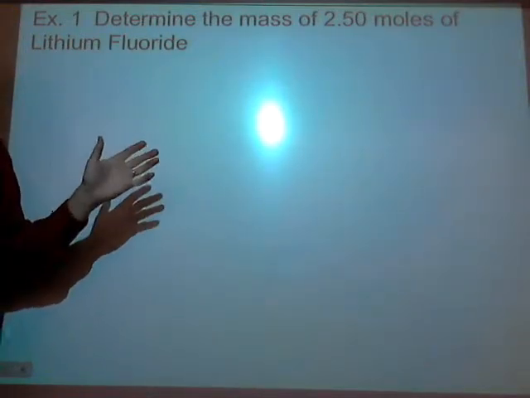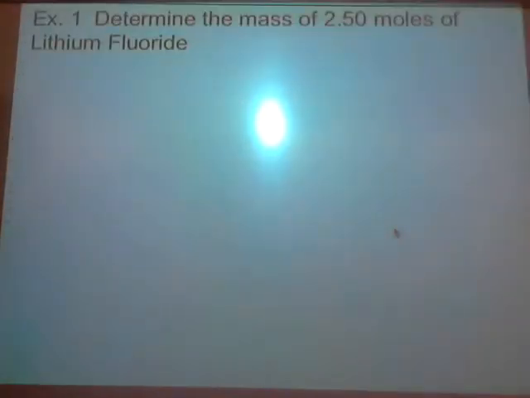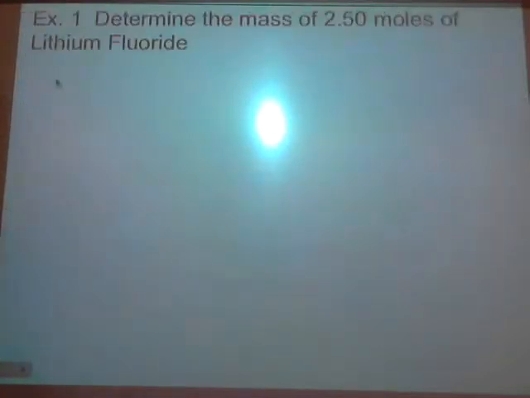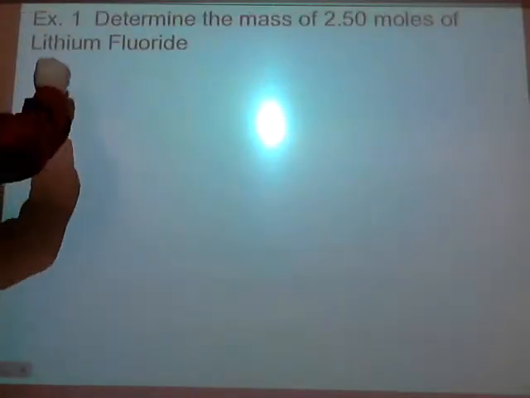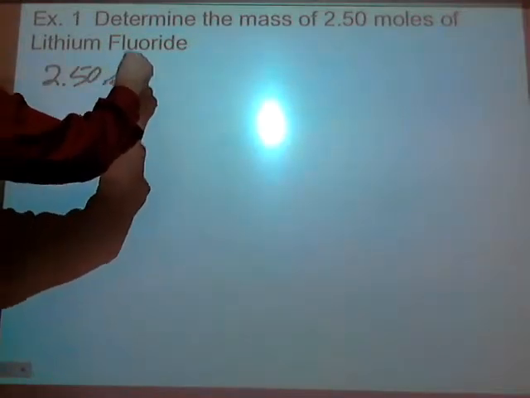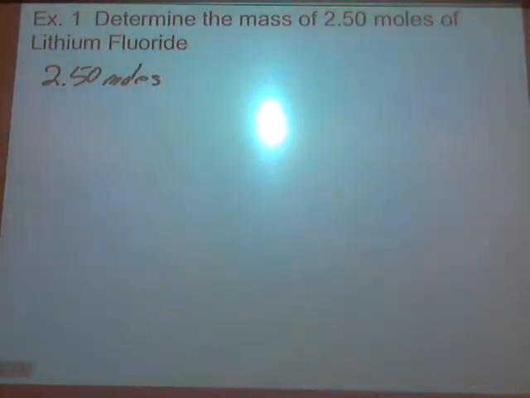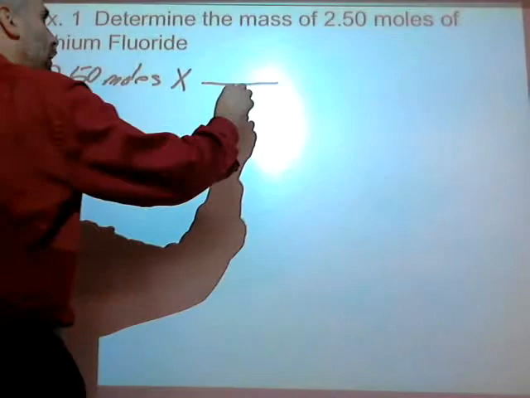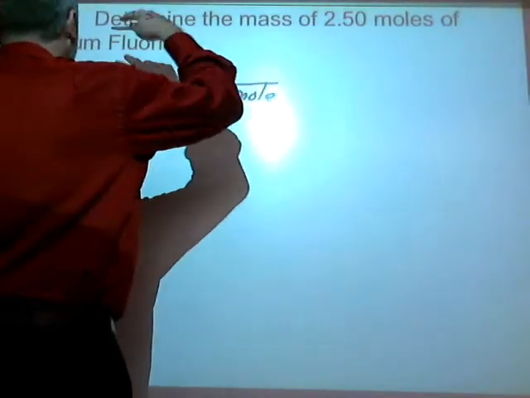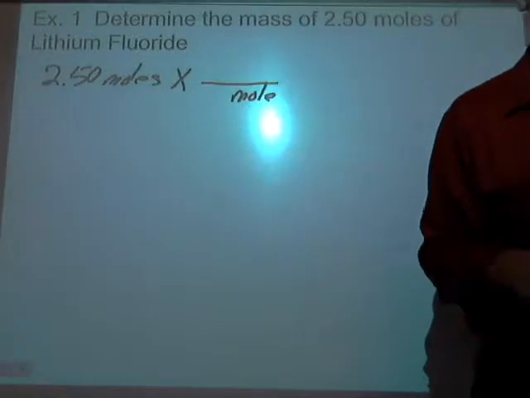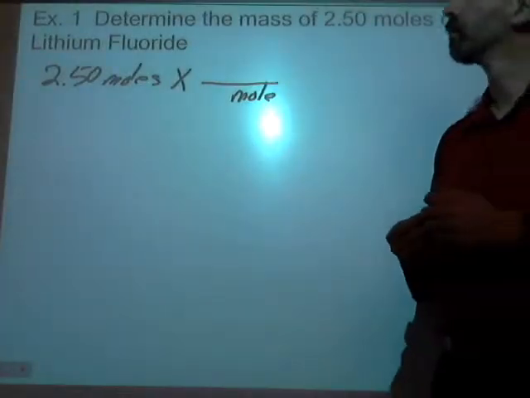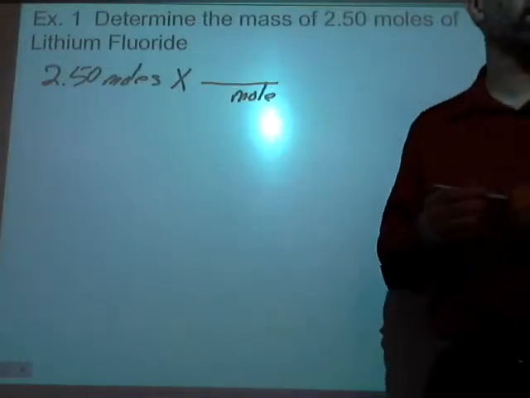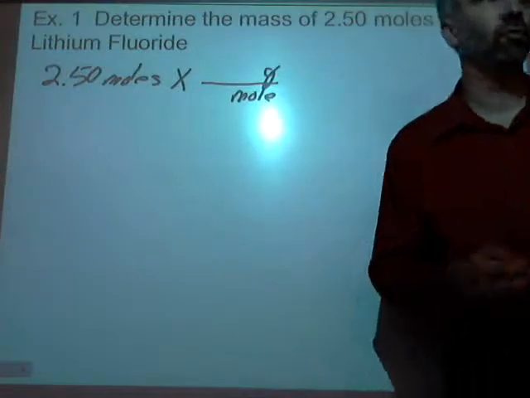What do I write down first for any of those problems? Times. No, I don't write times. I write the given. I write 2.50 moles. I write the given down, correct? Now, I multiply by what units have to go on the bottom? Moles of lithium fluoride. Now on top, what are we looking for here? What is it asking me for? That's for mass. It doesn't specifically say what the units are, but what are the units of mass? Grams. So I put a G up there.